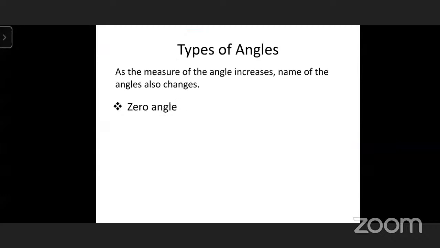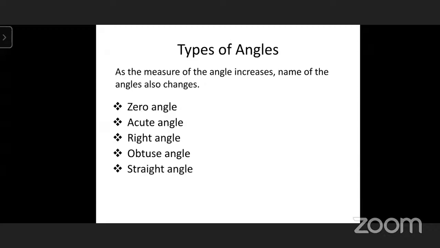So the first type will be the zero angle. If the measure lies between 0 to 90 degrees, we call it an acute angle. Then we have the right angle. The fourth angle to be studied is the obtuse angle. Fifth one is the straight angle, then reflex angle, complete angle. Okay, so let's study one by one in detail. First, we'll go for the acute angle.